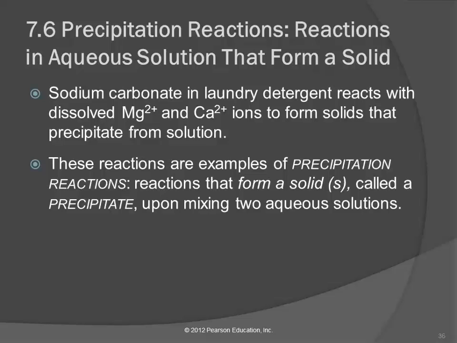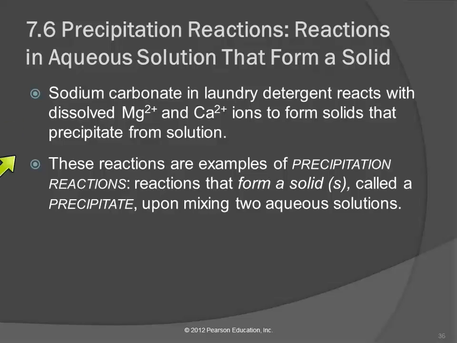It reacts with dissolved magnesium and calcium ions that are present in hard water, and it forms solids that precipitate out of solution. So it's going to make magnesium carbonate and calcium carbonate, and it'll precipitate those out, and those will get rinsed away with the water so that the calcium and magnesium do not precipitate with the soap instead and make that yucky, slimy, gray stuff that gets on your clothing.